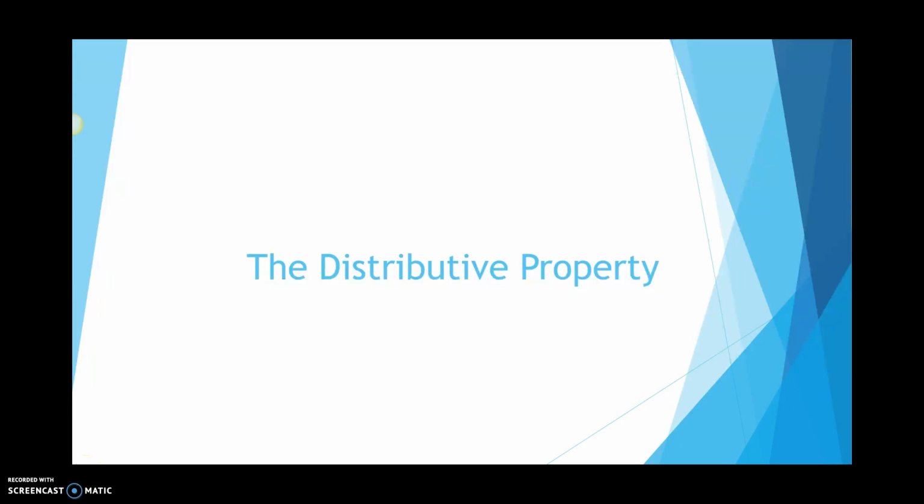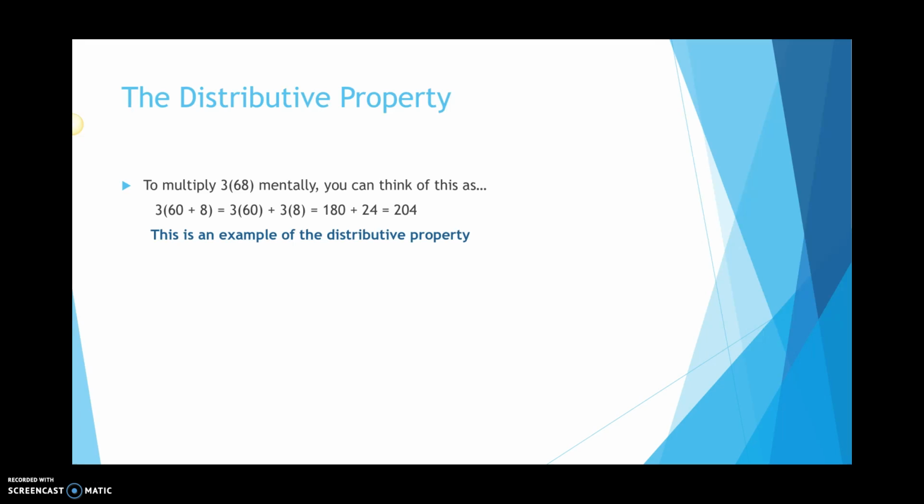Hi students, this lesson is on the distributive property. So what exactly is the distributive property? It's another way to solve a problem, and you can even think of using mental math, by breaking a problem apart to solve it. If we look at our bullet point, it says to multiply 3 times 68 mentally. You can think of this as 3, and then in the parentheses we have 60 plus 8.